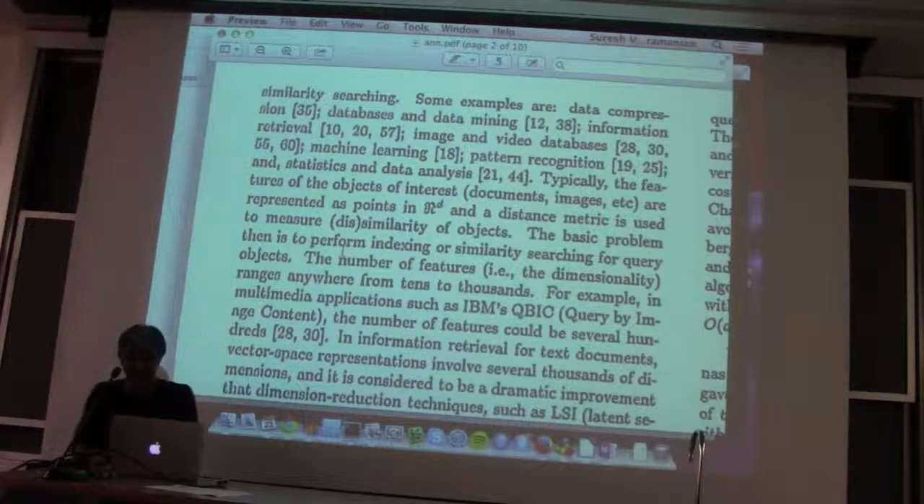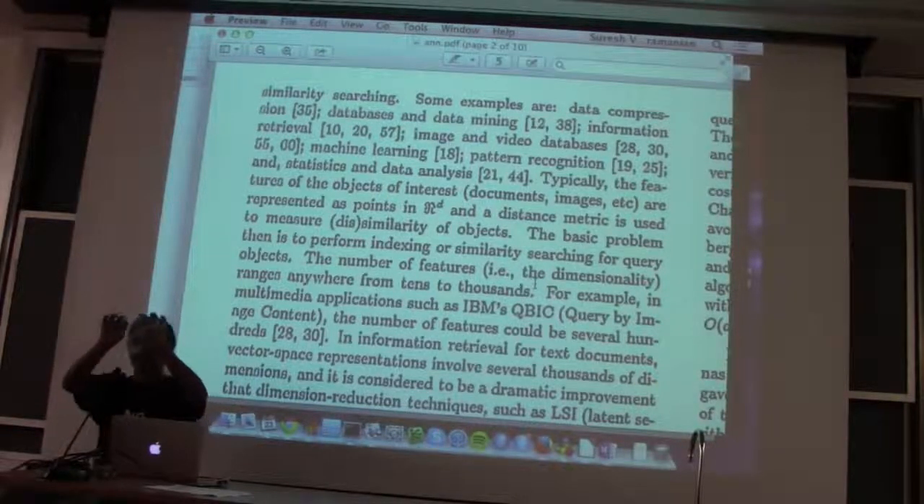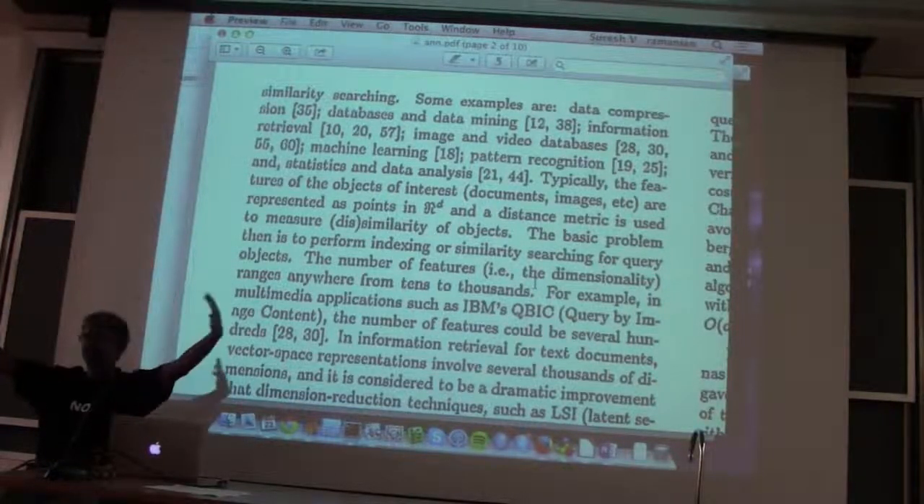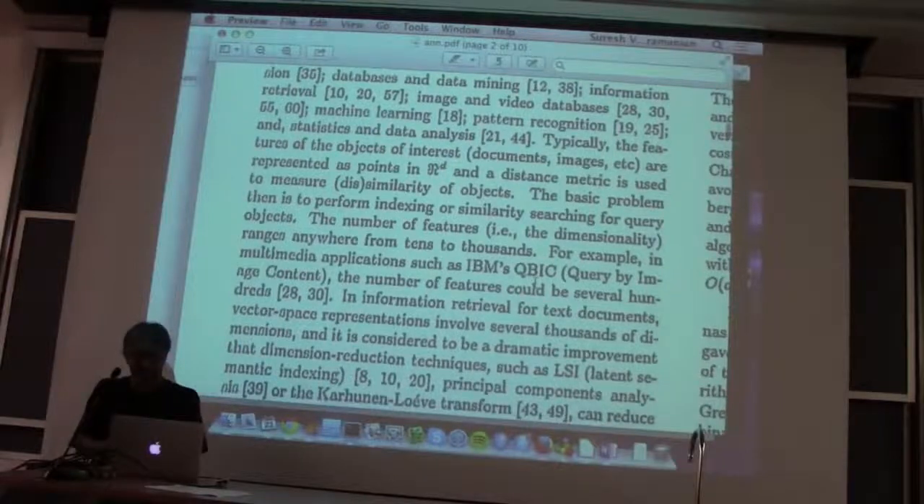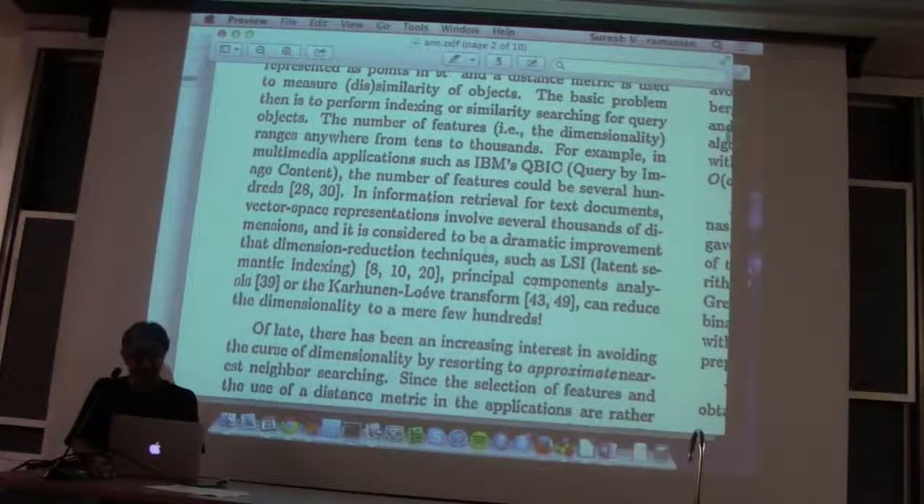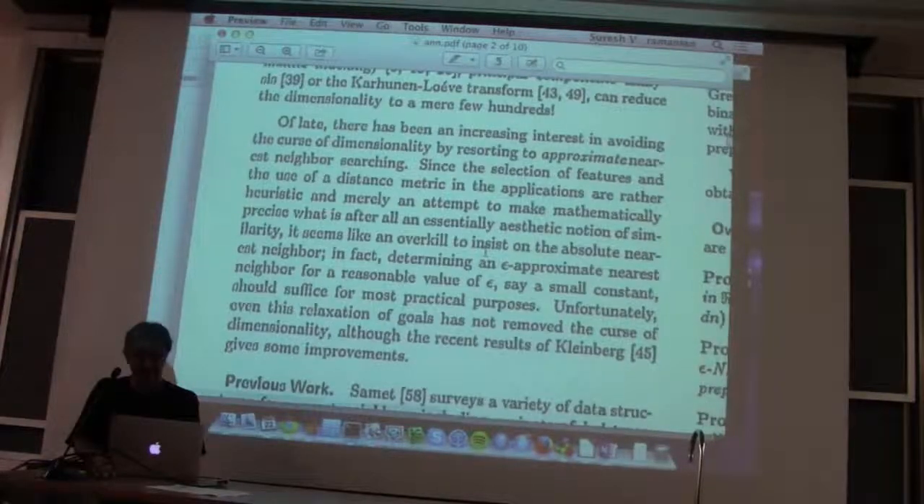Oh, and then they say number of features, the dimensionality. You think, okay, why would that be? Well, I have one feature, and I have another feature, and you get this long description of the object. And so I guess that's the dimension of the object. And that could be very large. And there's a bunch of different things. Of late, okay, approximate. This is again, motivation.